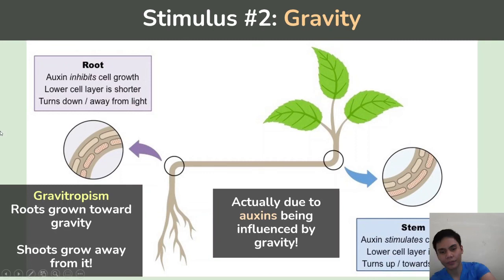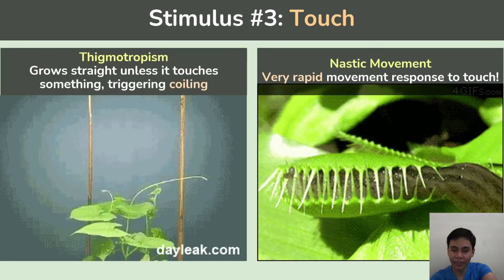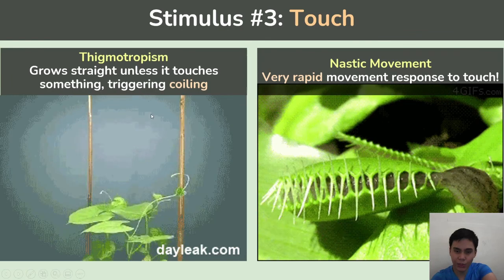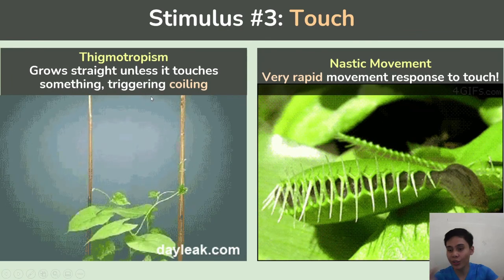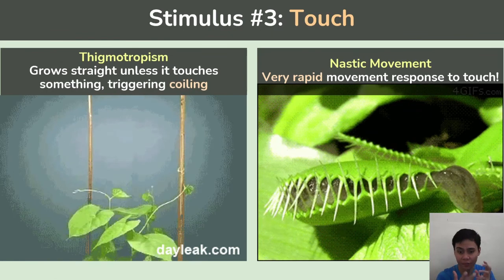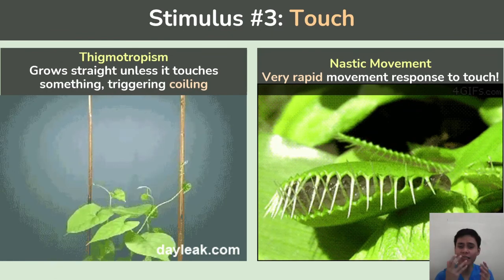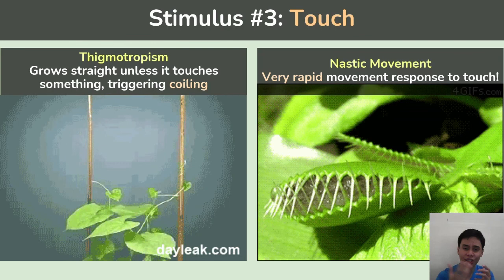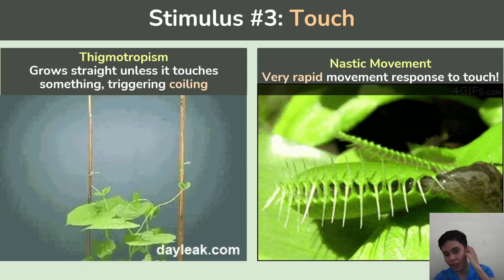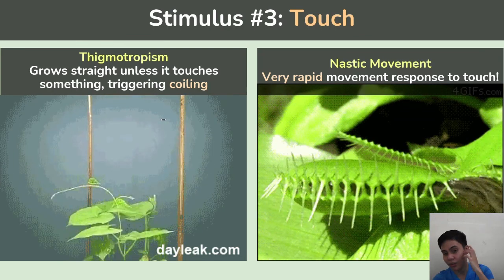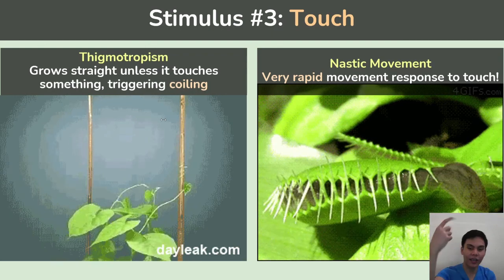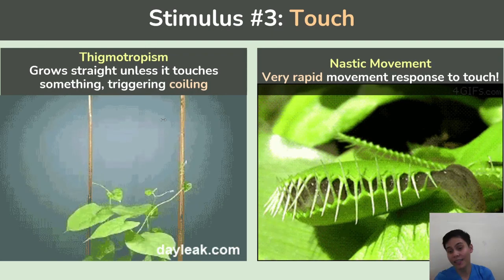So next stimulus is touch. We have thigmotropism, which is when a plant grows straight unless it touches something, triggering a coiling response. You can see in this GIF that this plant, it's probably a relative of the cucumber plant, spins a straight growing stalk until it hits a physical obstruction upon which it coils around. So that's thigmotropism. Something very different but similar is nastic movement.